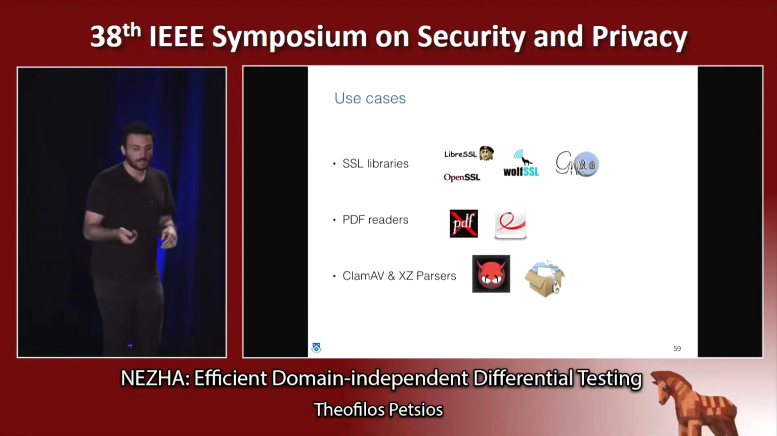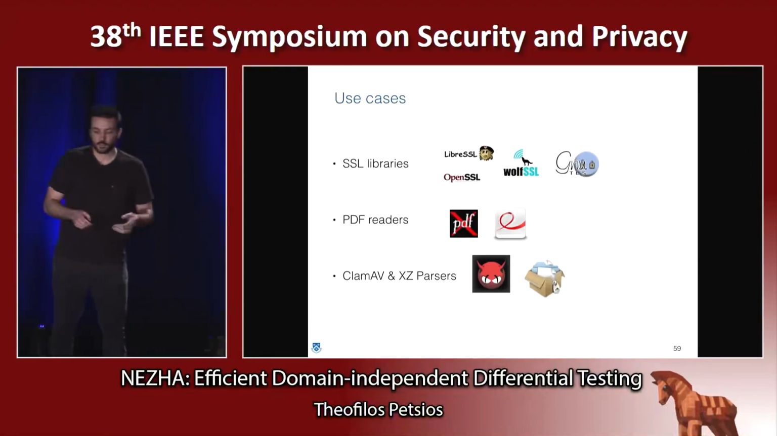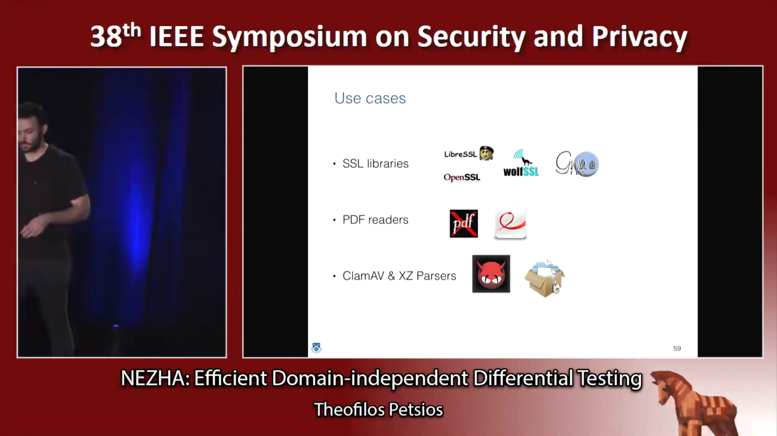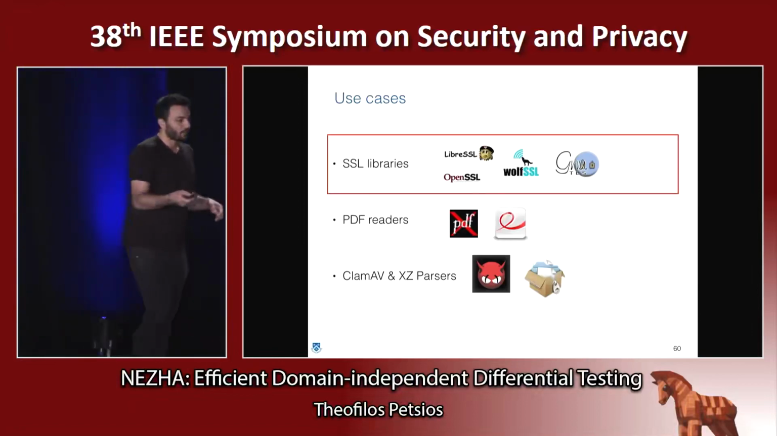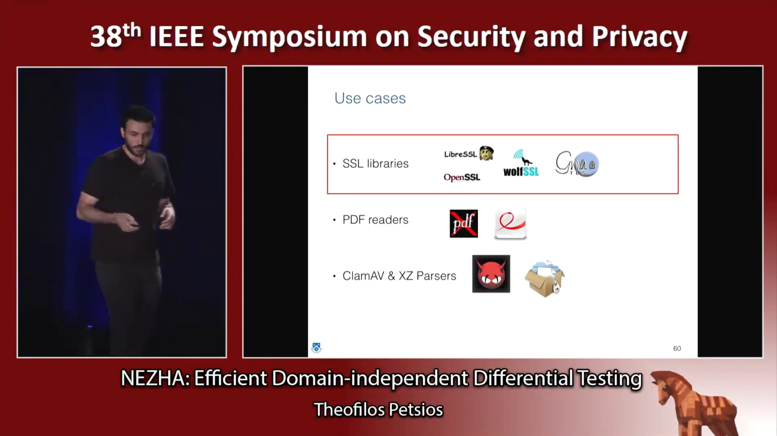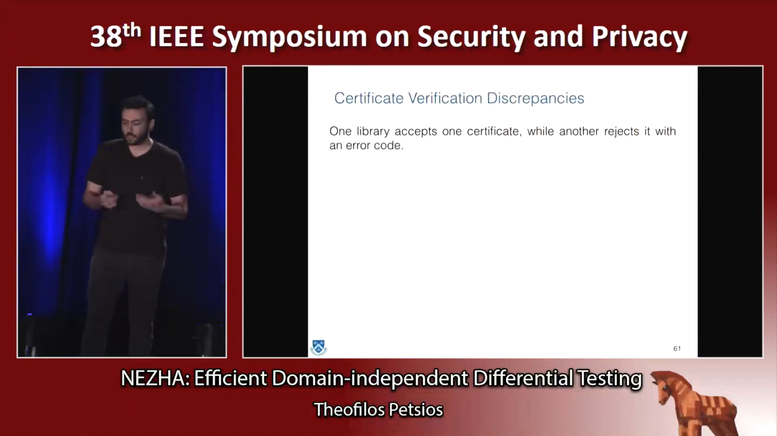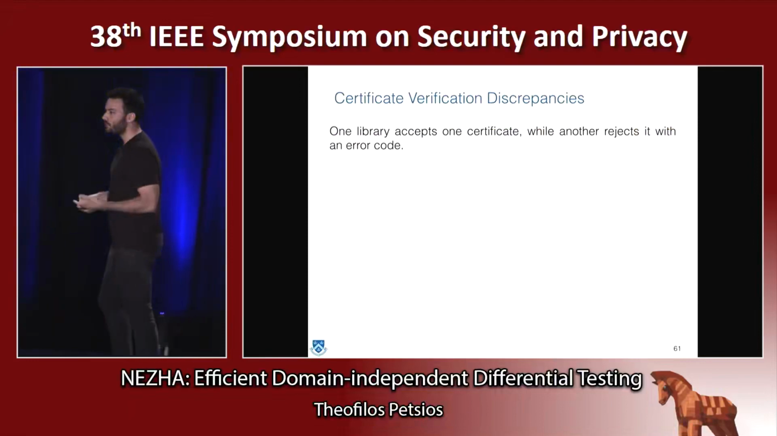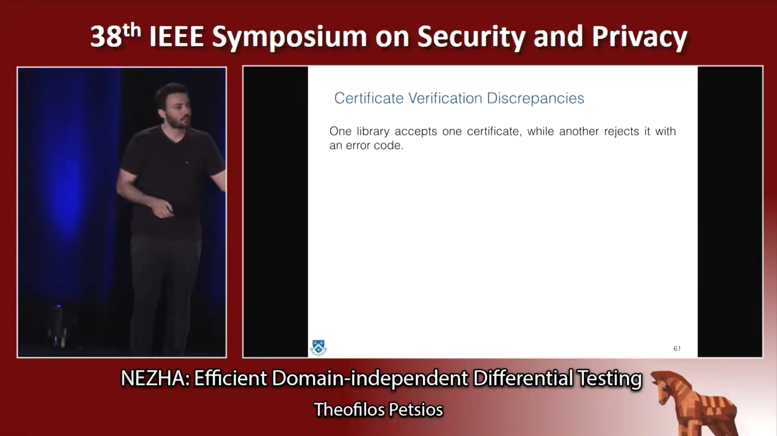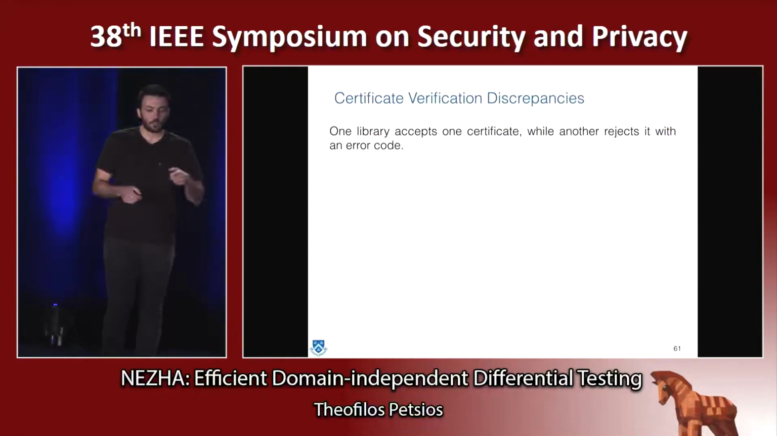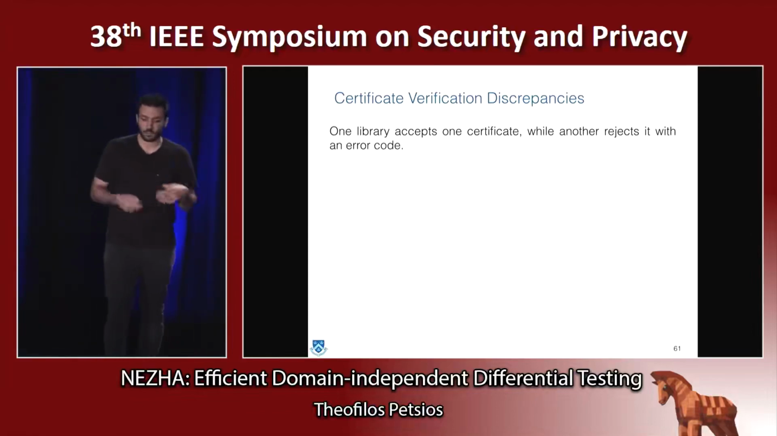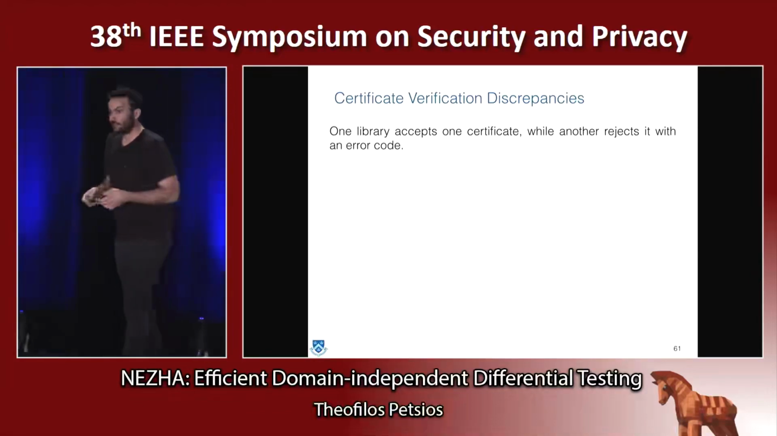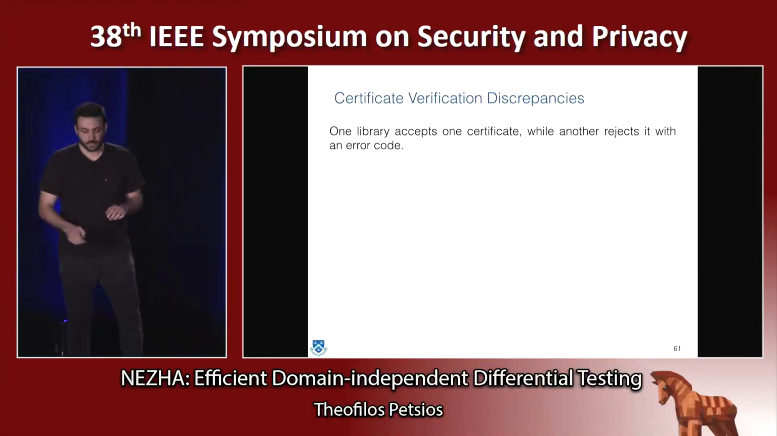So we tested SSL libraries as well as different PDF readers for logic errors and discrepancies, as well as different file format parsers. To give you some examples of our results, I'm going to present some of the cases of differential testing we did on SSL libraries. What we try to do here is find certificate verification discrepancies. In this context, we're looking for a certificate for which one library says it's fine and accepts it, and another library rejects it with an error. Now, in principle, that should not happen because the certificate should either be valid or invalid.